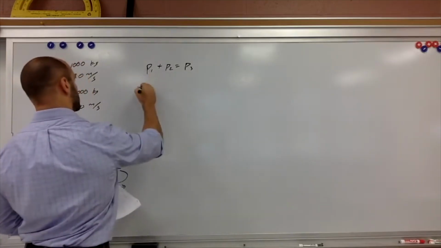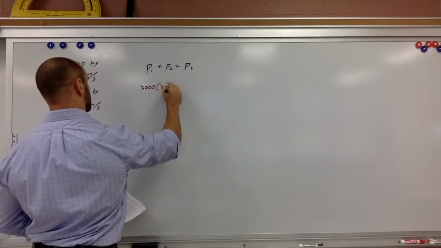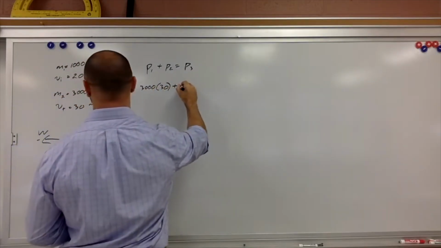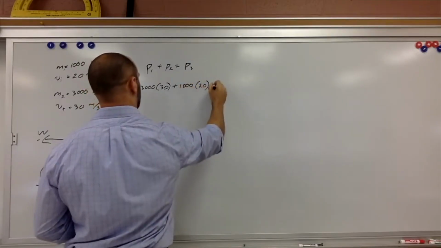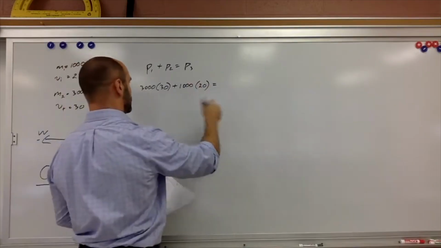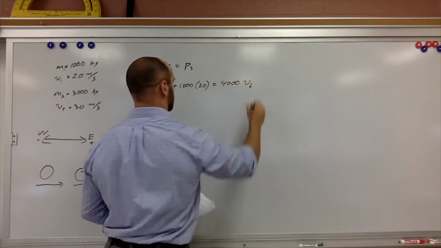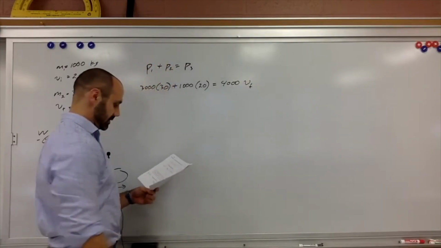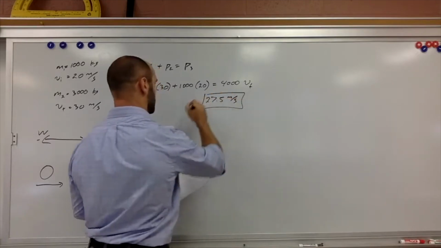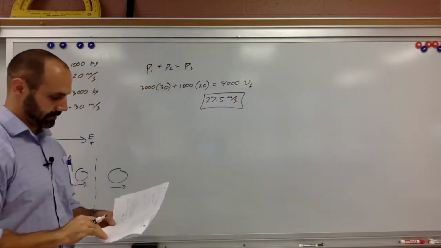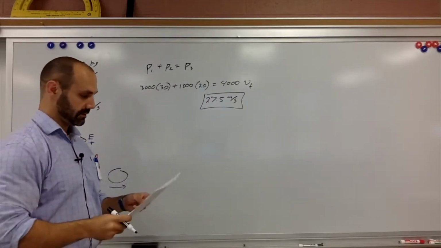So this is mass times velocity plus mass, so 1,000, times velocity equals the final, total resulting mass, which should be 4,000 kilograms times VF. And that final velocity is going to be about 27.5 meters per second. All right. Simple problem, something you could have done last year for sure.